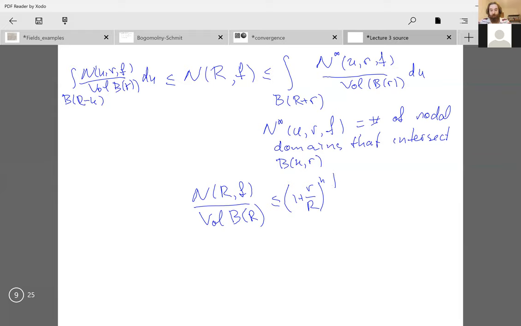Shouldn't we have B of R plus r on the left? Sorry, this is R minus r. Sorry? Oh, the smaller ball. Yes, so the lower bound is the smaller ball, the upper bound is the larger ball. And for the lower bound, we don't have this n star, we have n. Without star.